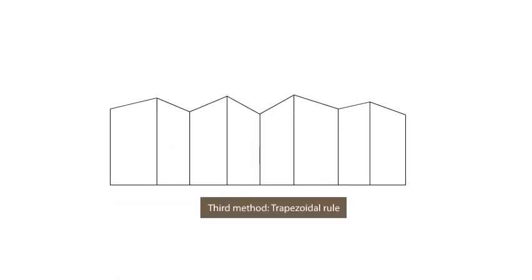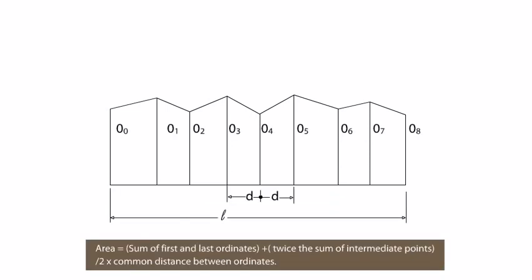The trapezoidal rule is applied in the case of areas where each part is assumed to be a trapezoid. The trapezoidal rule can be stated as follows. To the sum of first and last ordinates, add twice the sum of intermediate points. Multiply the total sum thus obtained by the common distance between the ordinates. 1/2 of this product gives the required area.